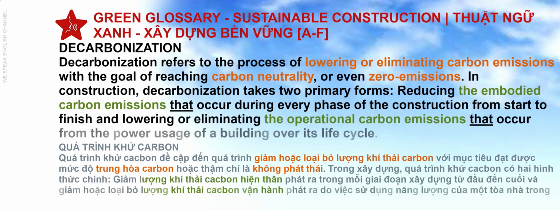Decarbonization. Decarbonization refers to the process of lowering or eliminating carbon emissions with the goal of reaching carbon neutrality, or even zero emissions. In construction, decarbonization takes two primary forms: reducing the embodied carbon emissions that occurred during every phase of the construction from start to finish, and lowering or eliminating the operational carbon emissions that occur from the power usage of a building over its life cycle.